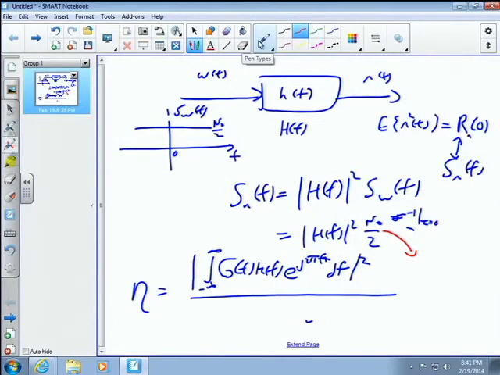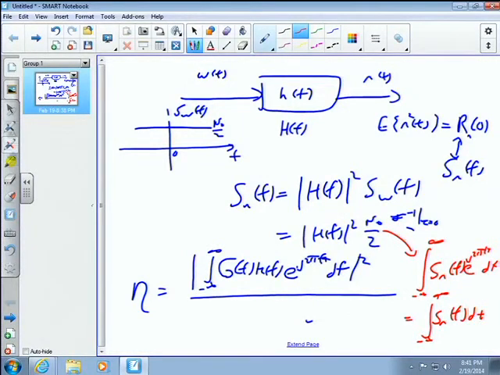You take this guy, Sn of f, e to the j 2 pi f tau df, and integrate from minus infinity to infinity, right? And then what happens is we let tau equal 0. The exponent goes to 1. So it is an integral of the power spectral density. And so that is equal to this guy here.